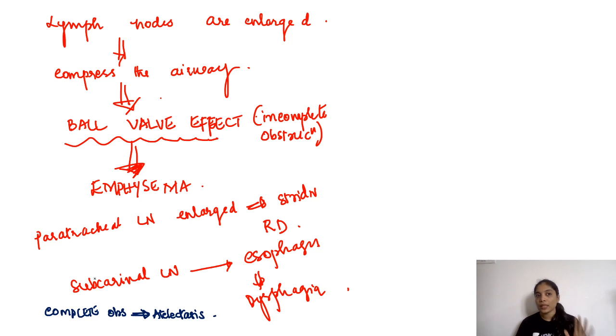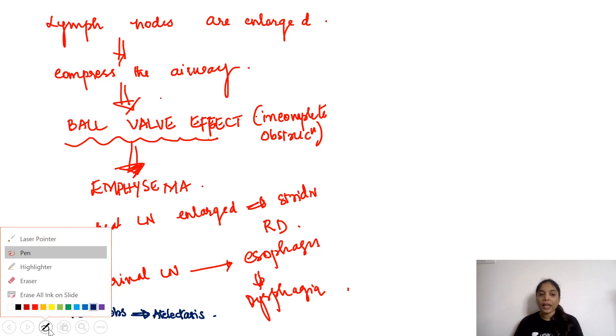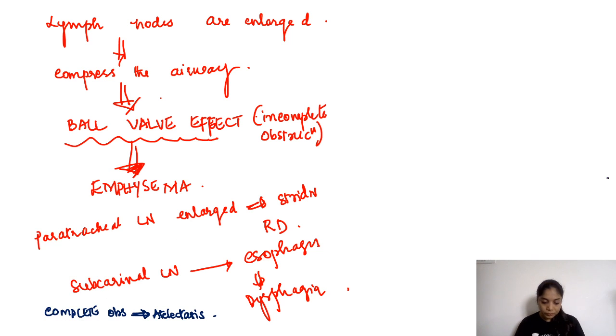So these are the features of tuberculosis when the lymph nodes are enlarged, and this is how they can cause various symptoms. Next, what happens when there is a bronchial obstruction? What are the outcomes? One, it can completely resolve, the chest expansion will improve, and the x-ray findings also will resolve.